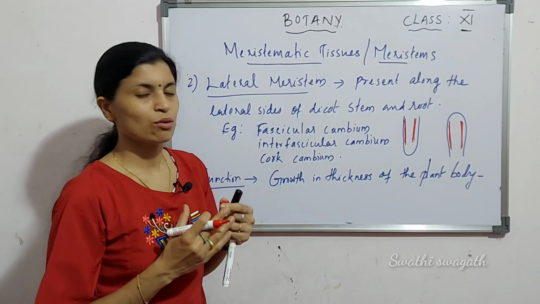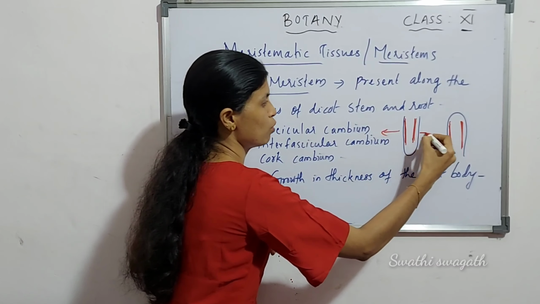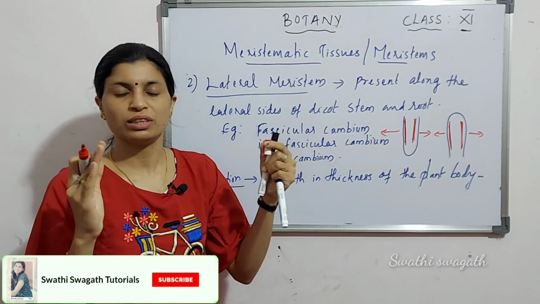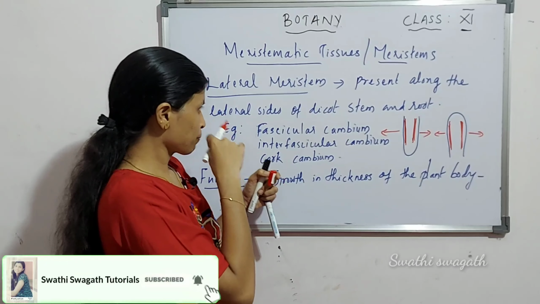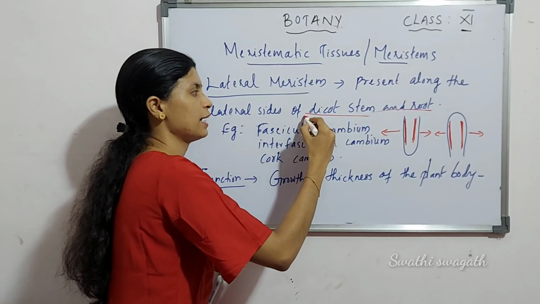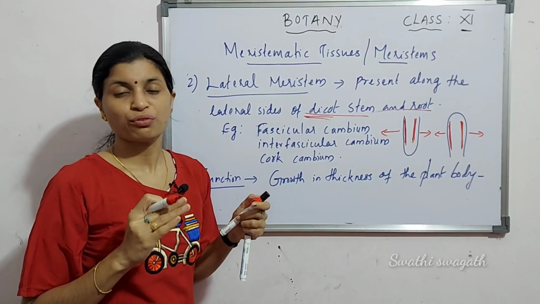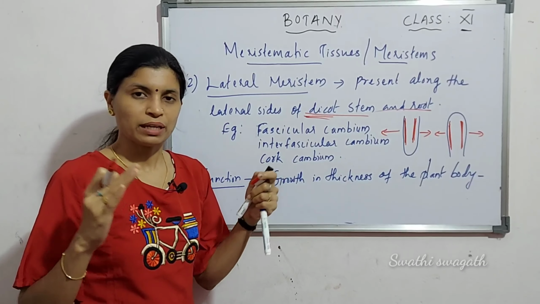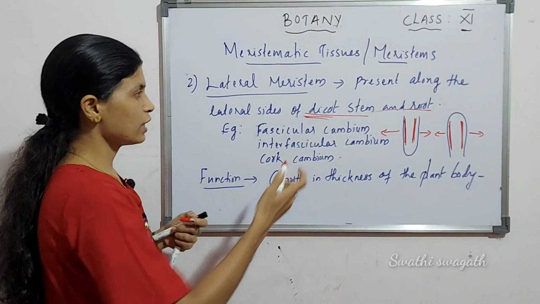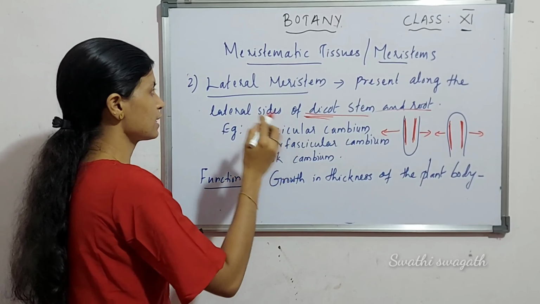As a result, what will happen? The thickness of the plant increases. The root becomes thicker and the stem also becomes thicker. So they are present in dicot stem and root. Remember this term, dicot. Increasing thickness is the characteristic feature of dicot plants. If the dicot stem increases in thickness, its root also increases in thickness. So dicot stem and root, and this type of growth is called secondary growth.